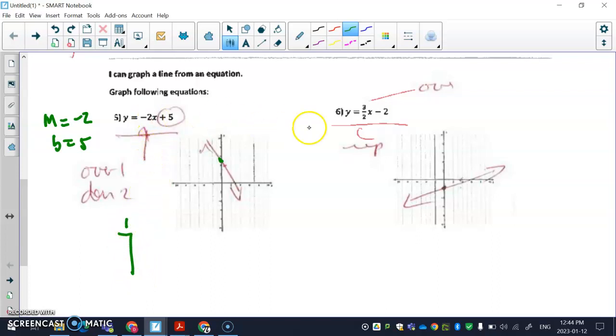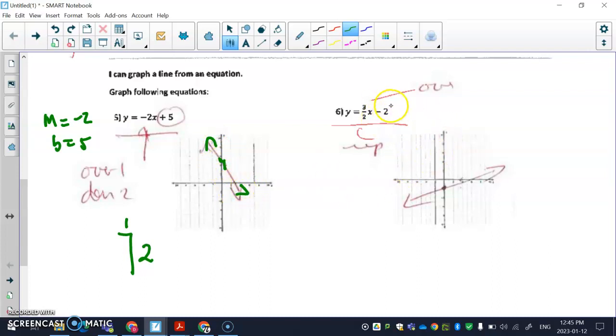usually, unless you have a fraction like over here. And then how much you go up or down is determined by this number. It's down because it's negative, and the value of it is 2. So you go over 1, down 2. You plot that point. This is a little messy here. And then you just have 2 points, connect those 2 points, and there's your line. Okay, put arrows on the end, and you're good.